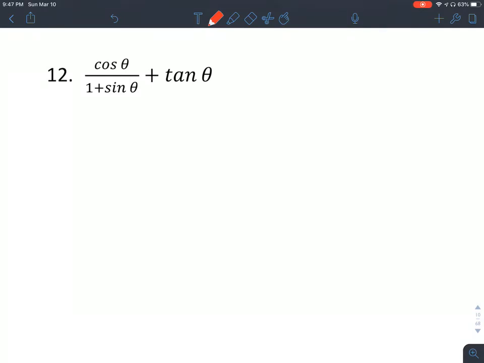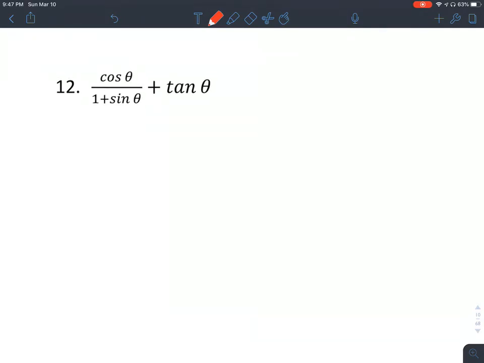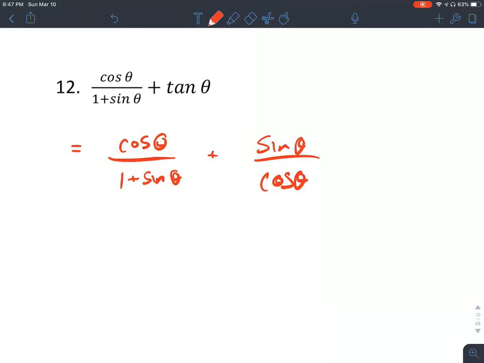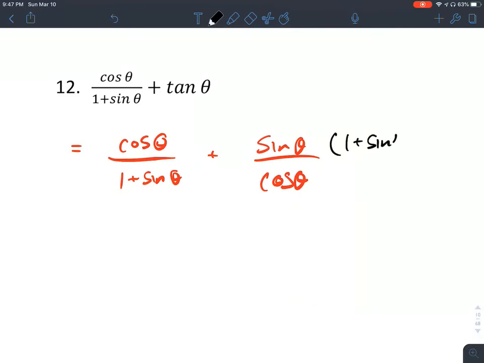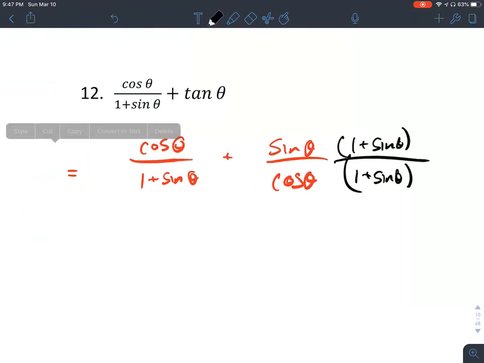I would like to add these together, so I'm going to change tangent to sine over cosine. These are supposed to be thetas, not x's. There are 2 fractions I'm trying to add together, so I need common denominators. I'm going to multiply this fraction by 1 in the form of 1 plus sine of theta over 1 plus sine of theta. I'm going to multiply this fraction on the left by 1 in the form of cosine of theta over cosine of theta.